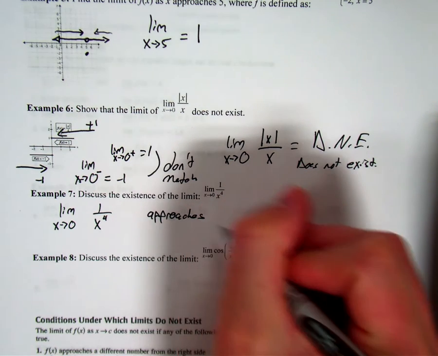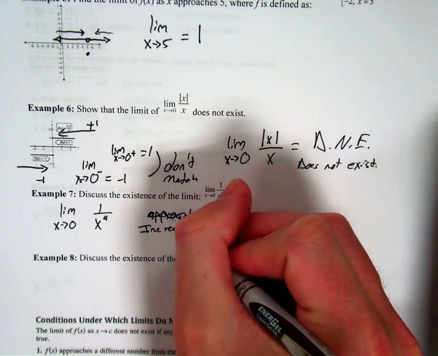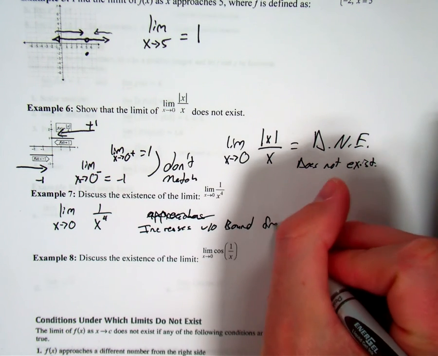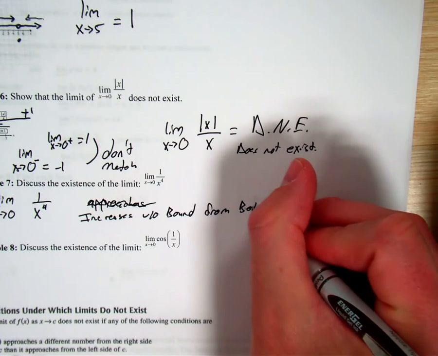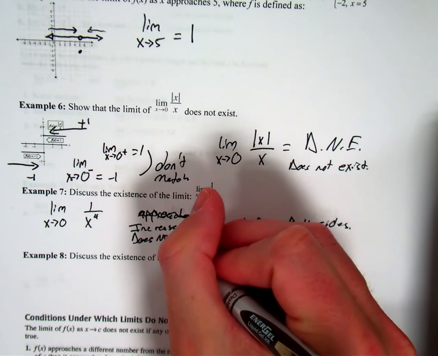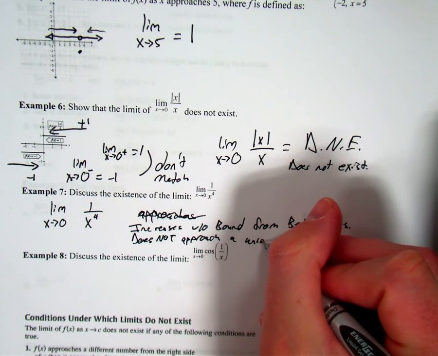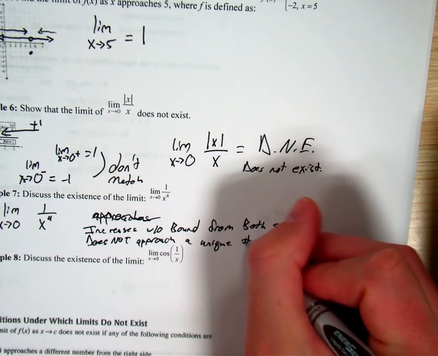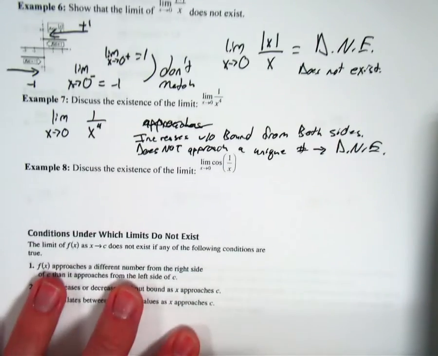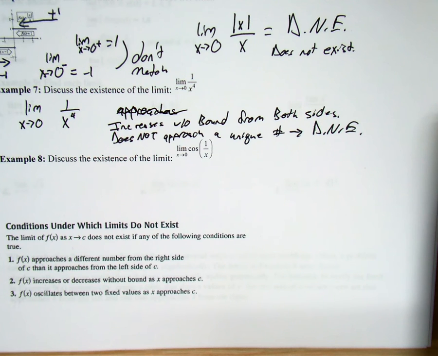Approaches, well, increases without bound is probably the better way to say it. Increases without bound from both sides, does not approach a unique number. So, does not exist. We're not converging on a unique number there, so it will not exist.